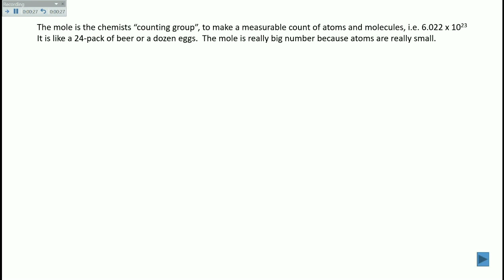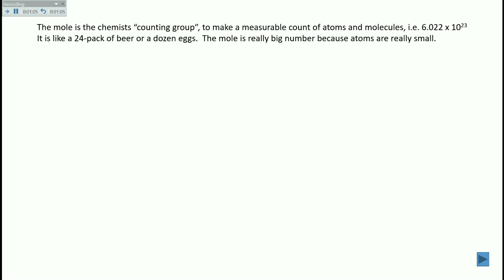And because they're really small, any counting group I have, something like a dozen or a 24 pack, is not going to be enough. I need a very, very large number to have a measurable, laboratory handleable quantity of atoms or molecules. And the number we've hit on is 6.022 times 10 to the 23rd. So a mole of atoms would contain 6.022 times 10 to the 23rd atoms. The reason I need a number so big is to get a reasonable sample because atoms and molecules are so very small.